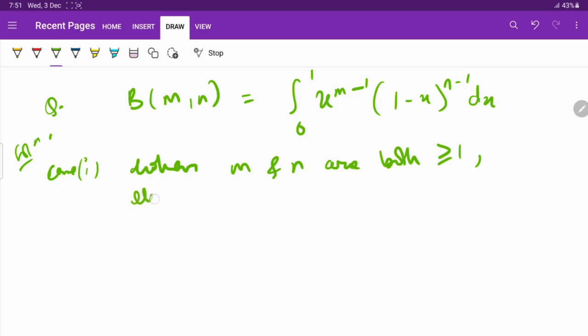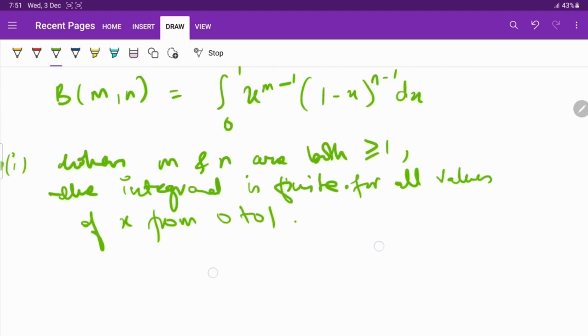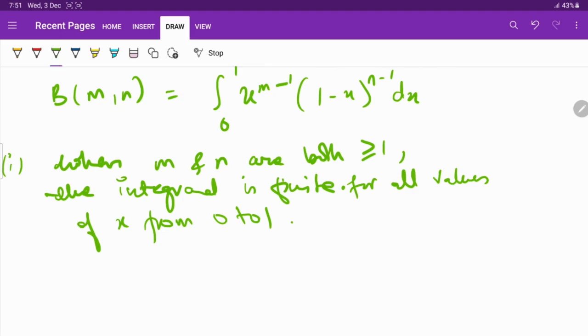Okay, so the integrand is going to be finite for all values of x from 0 to 1. Why is it so? Because m is going to be positive and also greater than or equal to 1, so it is always x to the power m minus 1, times 1 minus x to the power n minus 1, which is always going to be in the numerator part.